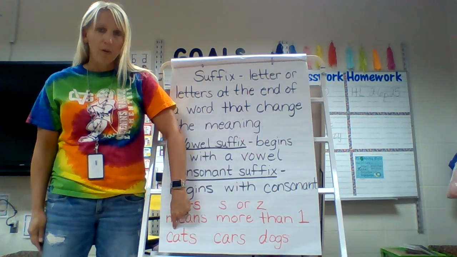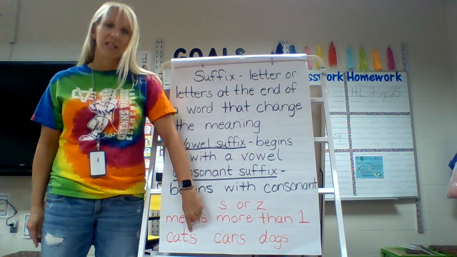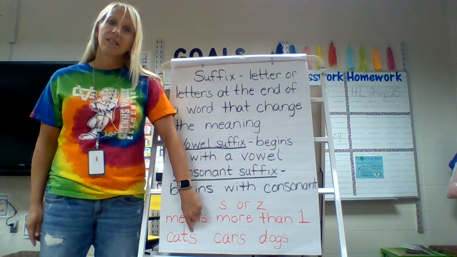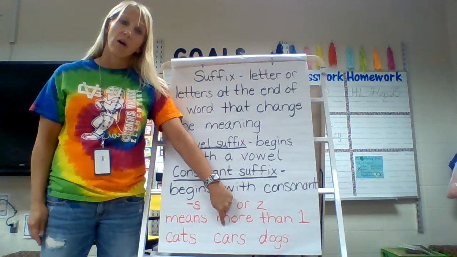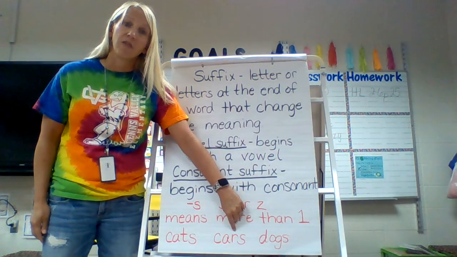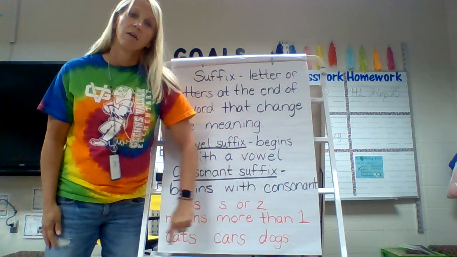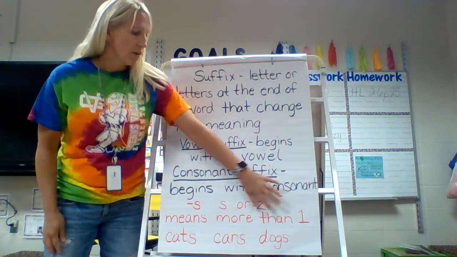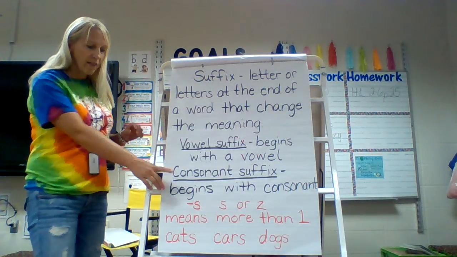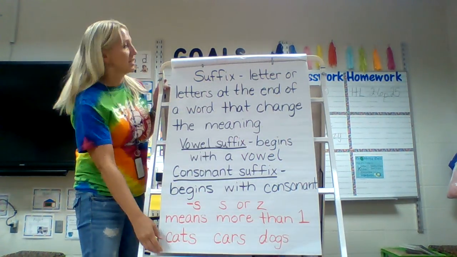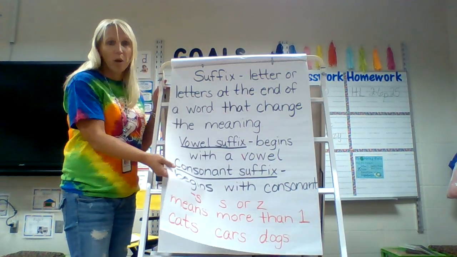So an example, cats. We have more than one cat. And the suffix S in this case says s. Cars. We have more than one car. The suffix s. And for this one, said z. Dogs. More than one dog. The suffix s said the z sound. And this is a consonant suffix since it begins with a consonant and it's just one letter.